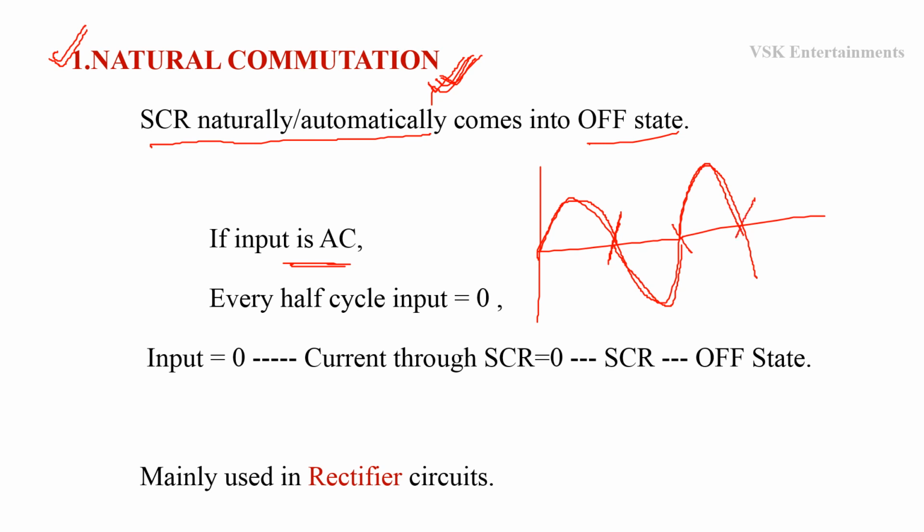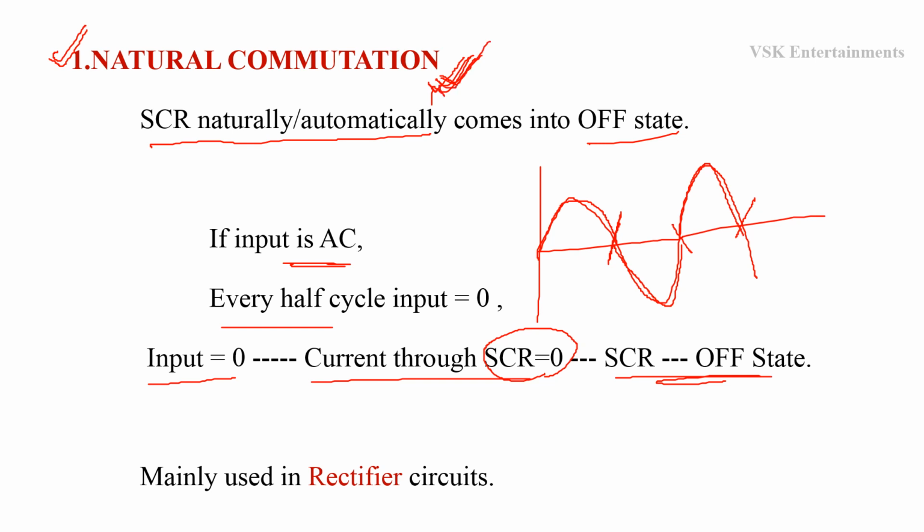Similarly, after completion of the third half cycle, it becomes 0. Means if the input is AC, that AC input becomes 0 for every half cycle. If the input is 0, the current flowing through the SCR becomes 0. If the current flowing through the SCR becomes 0, then the SCR automatically comes into the off state. That's the concept of natural commutation.